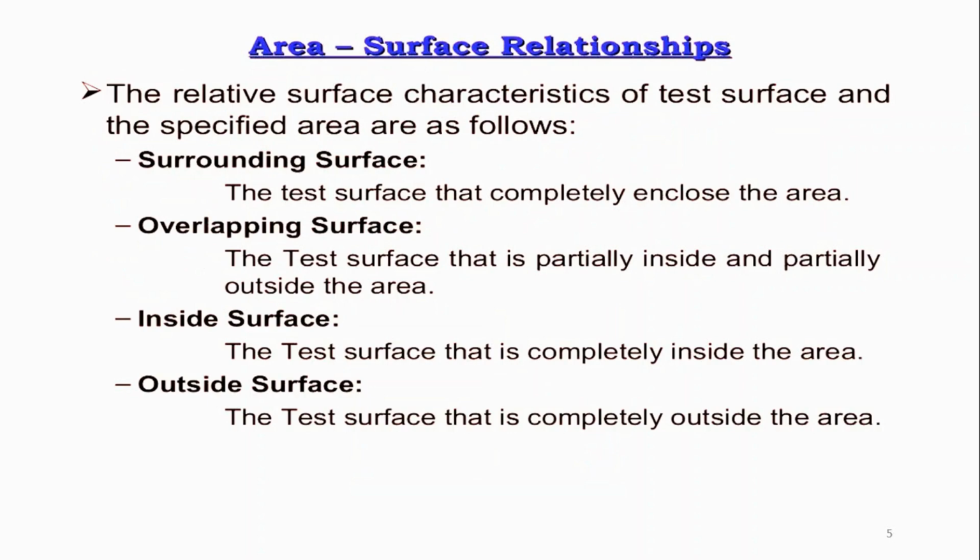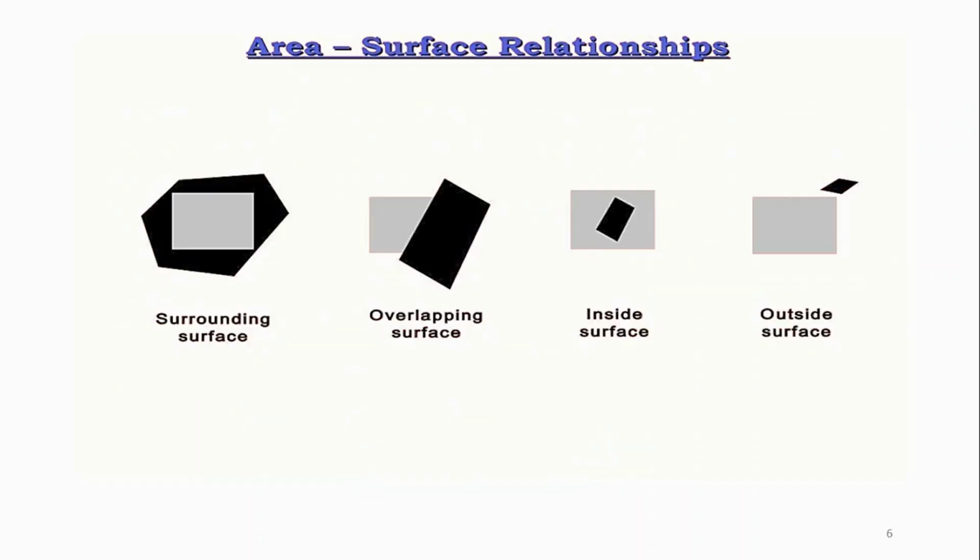While doing the divisions, the area has some surface relationship with the visible area. We have four kinds of surface: surrounding surface, overlapping surface, inside surface, and outside surface. A surrounding surface is one which completely encloses the area. Check out this image: the surface completely enclosing the visible area is what we call surrounding.